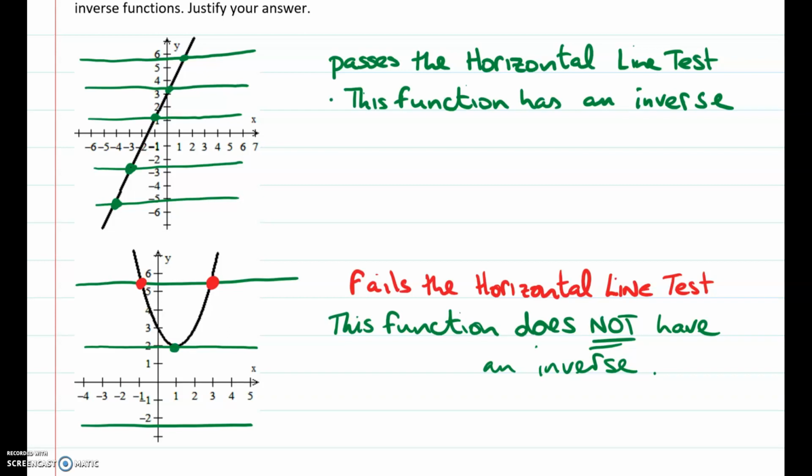And if you find one of these horizontal lines that touches the graph twice, just one is all you need to ensure that the function does not have an inverse. Okay?